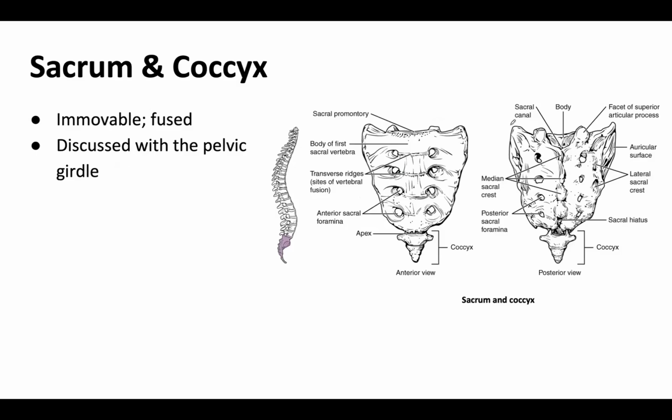So those are the movable vertebrae, and I want to quickly mention the immovable vertebrae again, which form the sacrum and the coccyx, because they are part of the vertebral column, but we will actually discuss these in more detail with the pelvic girdle, so more to come here.